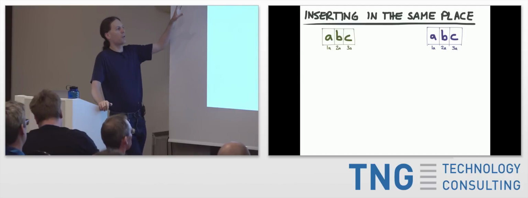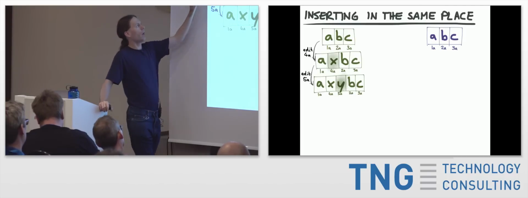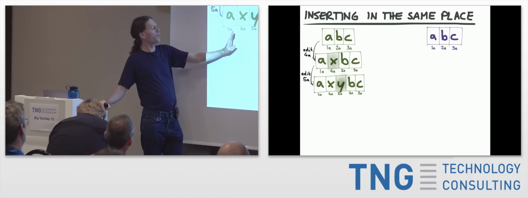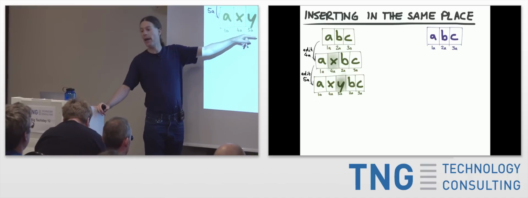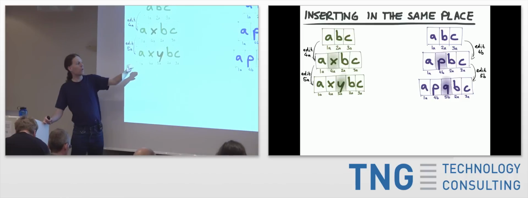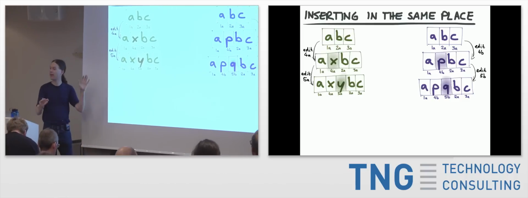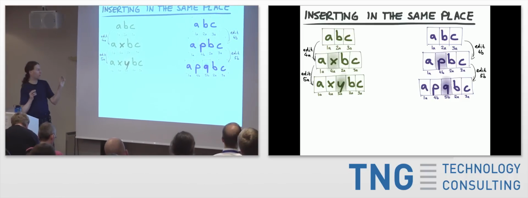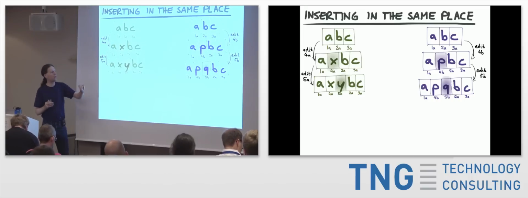In this case, a document is ABC, and on the left-hand side, I'm going to have a user insert X and then Y between the A and the B. And on the right-hand side, I'm going to have the user insert P and Q also between the A and the B. So the sequences XY and PQ are both being inserted at the same position.